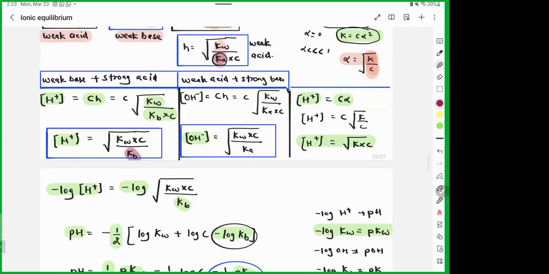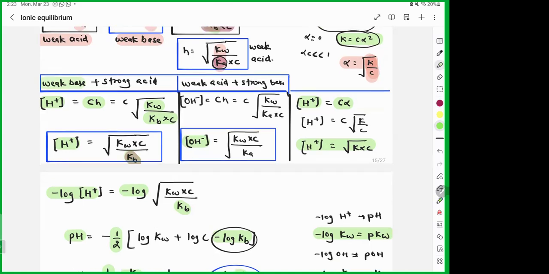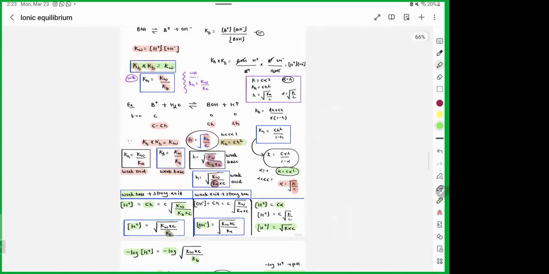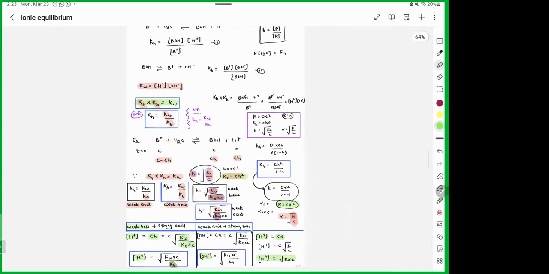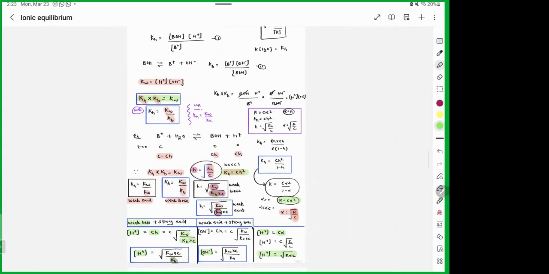Correct? How? For weak base, this was your value. For weak acid, this will be your value. Ask your question, guys, because here you have too much information. Ask about this first, then I'll move forward.